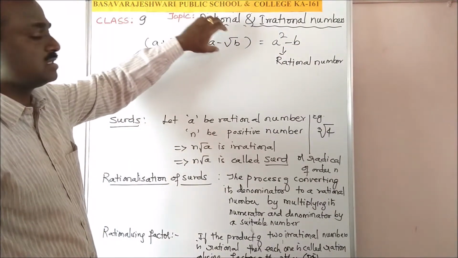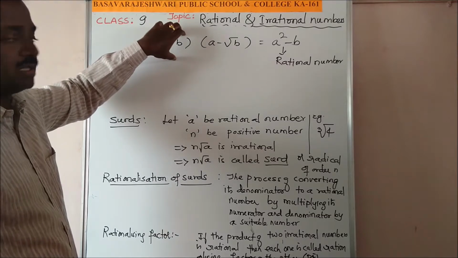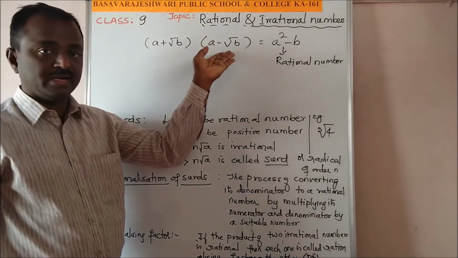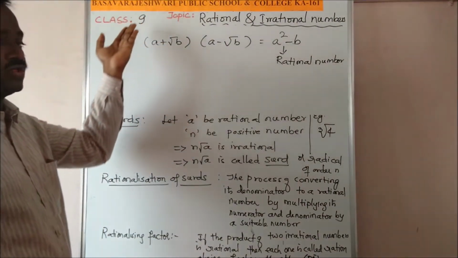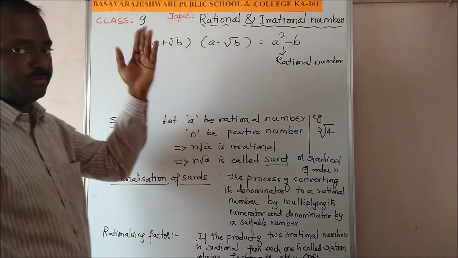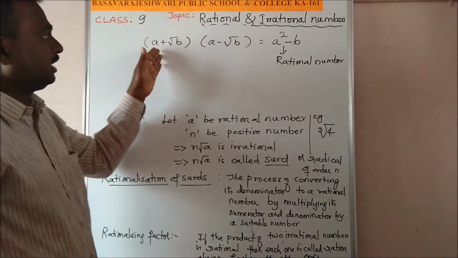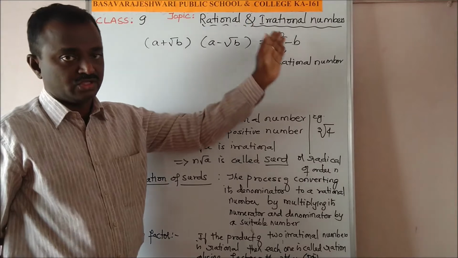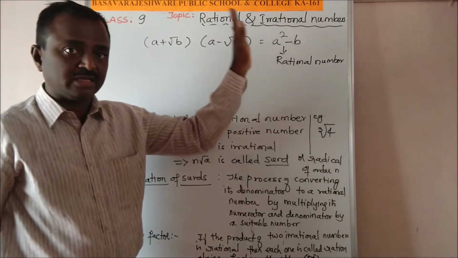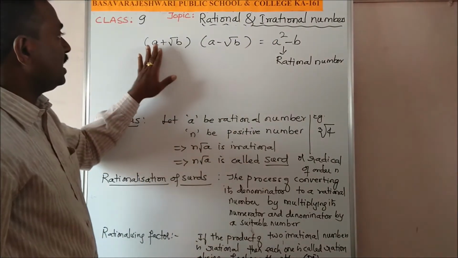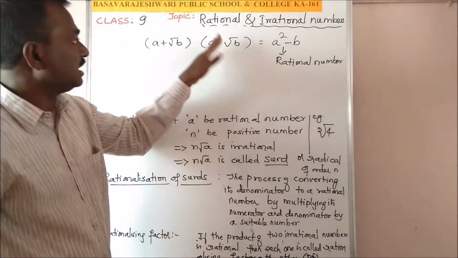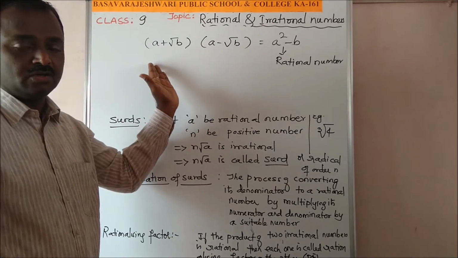Then each one of these irrational numbers is called a rationalizing factor of the other. a plus root b is a rationalizing factor of a minus root b, and a minus root b is a rationalizing factor of a plus root b. Understood clearly? So what is meant by rationalizing factors? If the product of two irrational numbers is rational, then each one of the irrational numbers is the rationalizing factor of the other number.